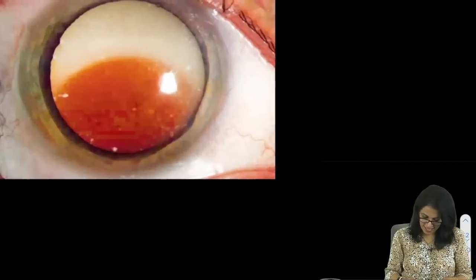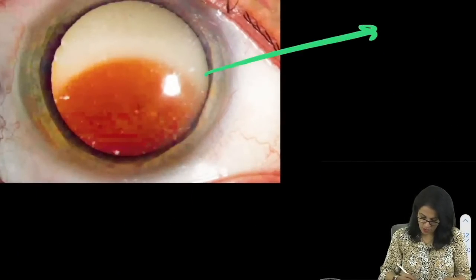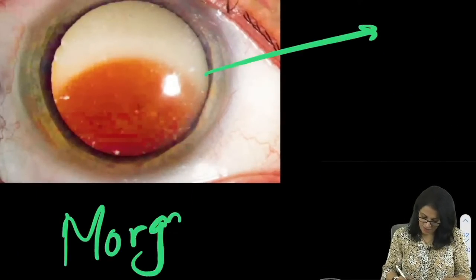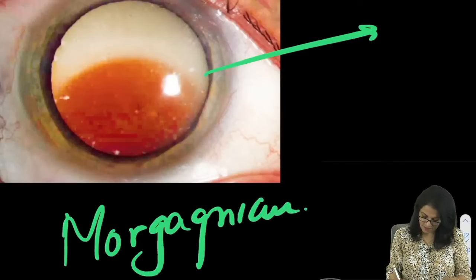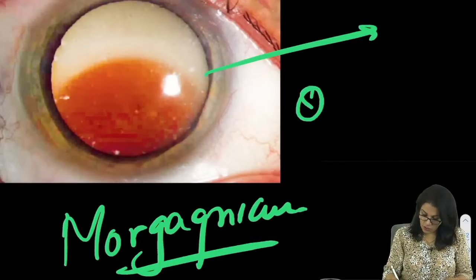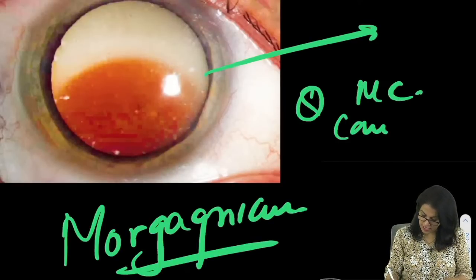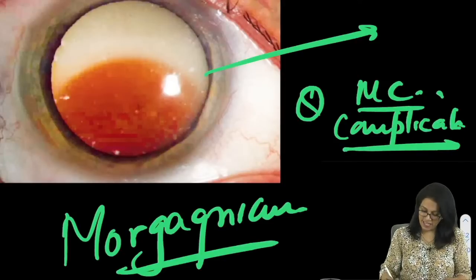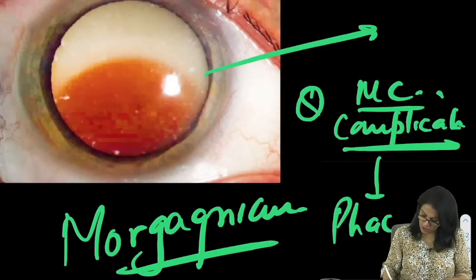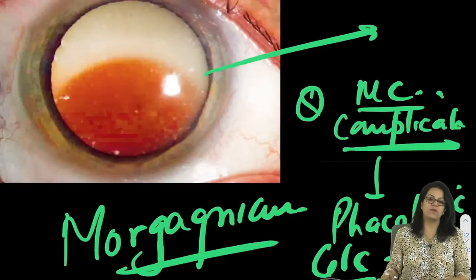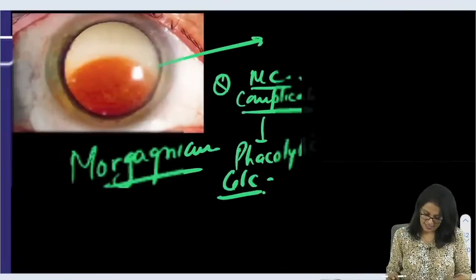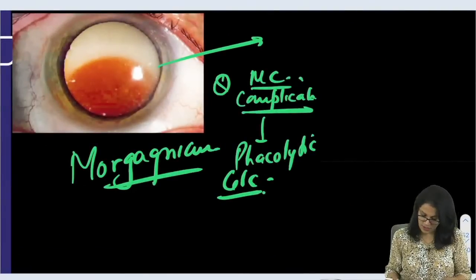What is this? Everybody knows this is your, I am not going to ask, I know you know it. Morgagnian cataract. Exam question, most common complication. I think this was a post also on Insta recently. Most common complication we will answer phacolytic glaucoma. It is phacolytic glaucoma, right? Then we talk about next.